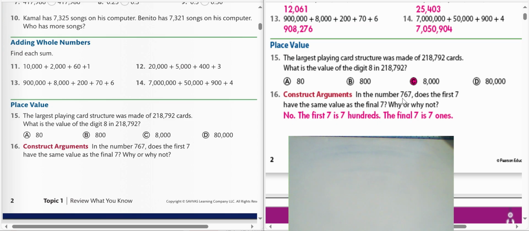Construct arrangement is a number 767. Does the first 7 have the same value as the final 7? Why or why not? We can write no, because the first 7 is in the hundreds place and the final lies in the ones place, not equal. The value of digit 7 in the ones will be 7, and the value of digit 7 in the hundreds will be 700. Okay.